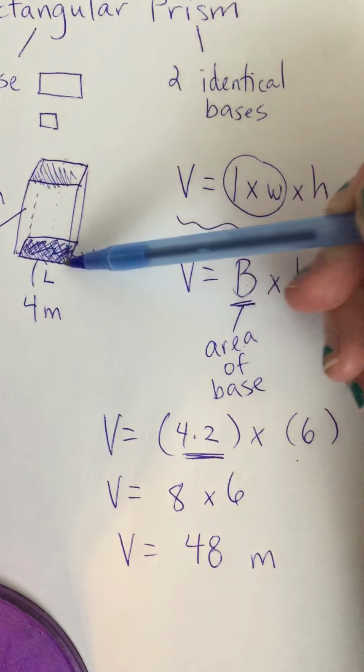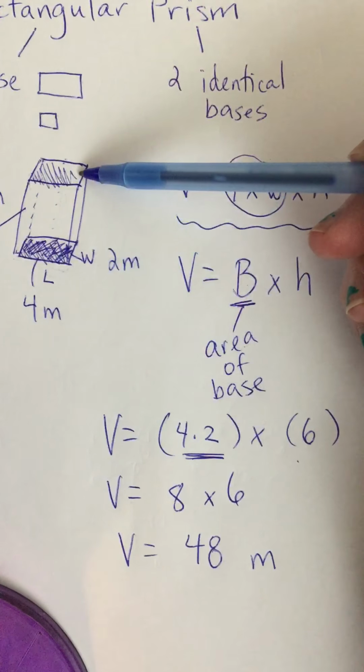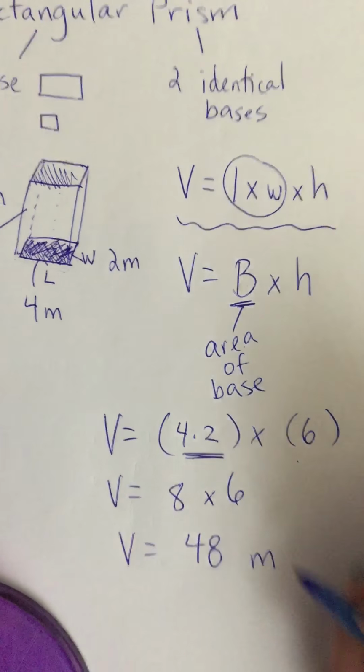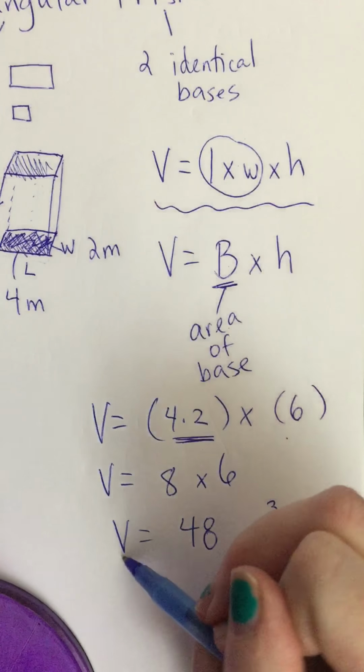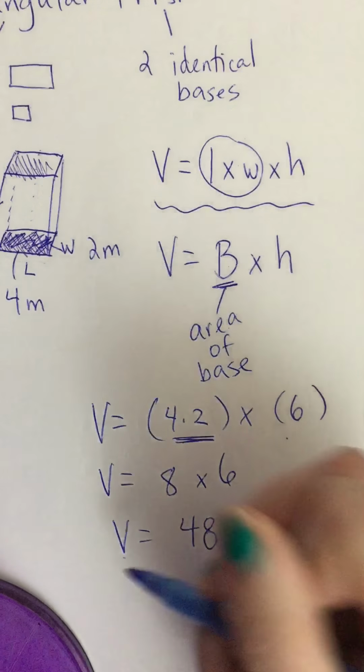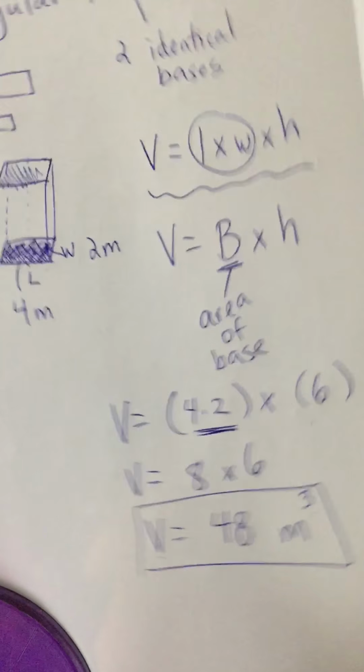Well, here we have length times width, and we're timesing it by height. So we have a 3D object. Well, if it's a 3D object, we need to make sure that it is cubed. So when you find volume, it's going to have a cubed answer. And that's the end of that. Okay, we'll do one more example.